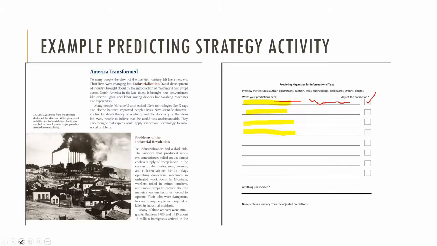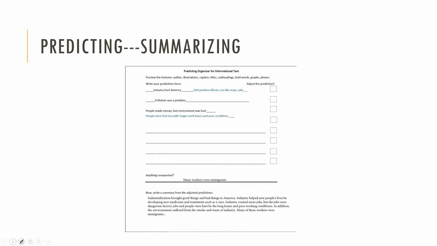On the next slide, I went ahead and presented an organizer that I filled in that I thought could be something that middle school students would maybe come up with. And if you look at the black text here, the predictions were industry hurt America, pollution was a problem, people made money but environment was hurt.